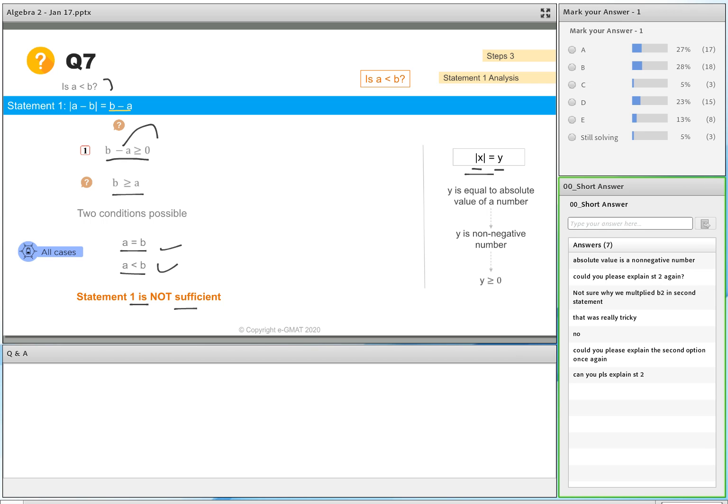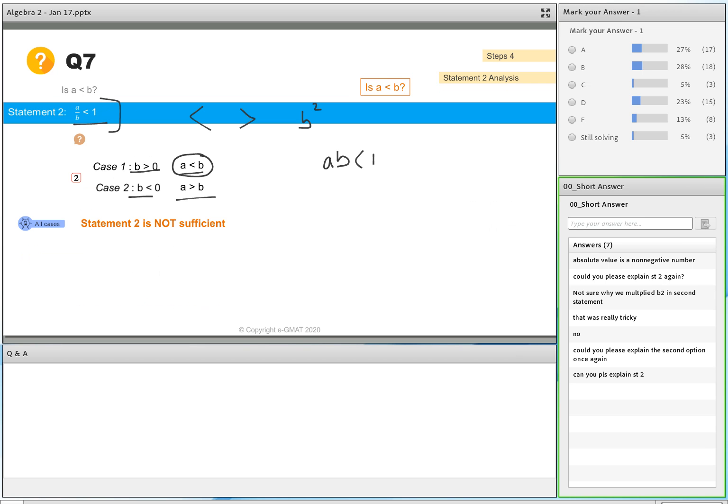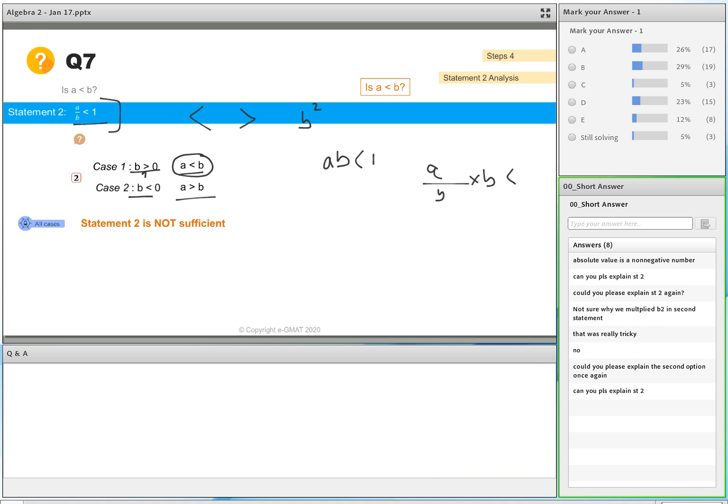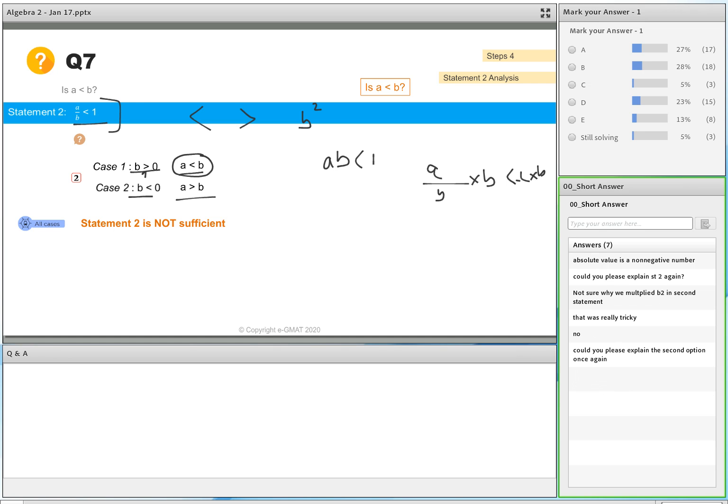In the second one, what do we have? The second statement, and a lot of you have an issue, so let me explain it once more. What's given? It's given that a by b is less than 1, right? So let me take b to be a positive number. If b is a positive number, let me multiply both sides of this inequality by b. This is what we have, 1 times b, right?